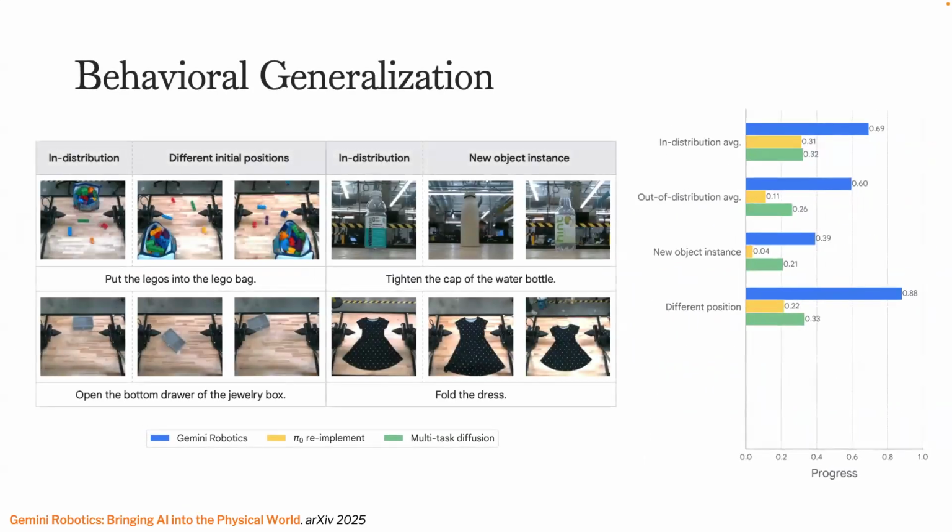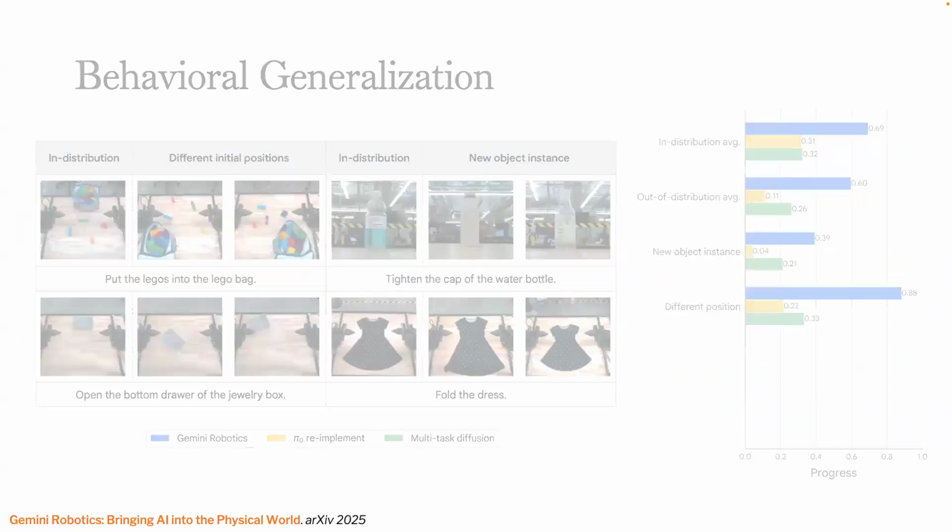And lastly, coming back to the third axis, which is behavioral generalization, where you have maybe different initial positions or different instances of the object and try to measure how performance drops. Again, we've made some progress in getting slightly better behavioral generalization, but there's a long way to go.